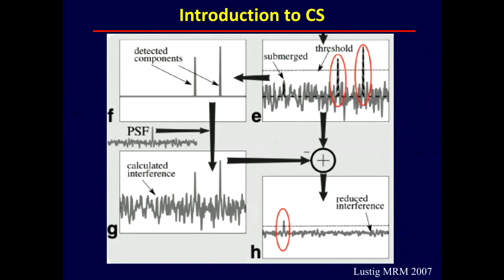So what do you do? So detected components, and the point spread function, and you can predict based on the undersampling pattern in the k-space, what the aliasing energy looks like for these two guys. Okay, so basically you do that, and you subtract from the remaining signal the calculated noise-like aliasing energy from these detected signals, and you get something like this. So all of a sudden, the energies from these two big peaks are subtracted.